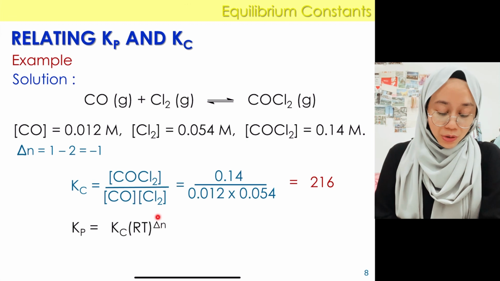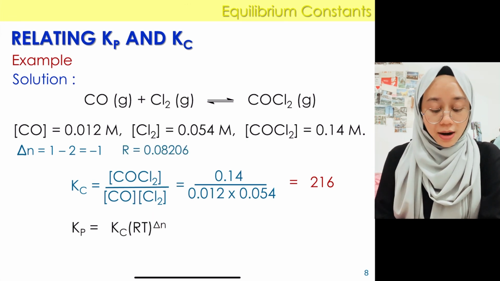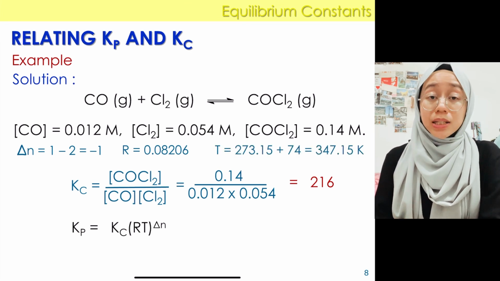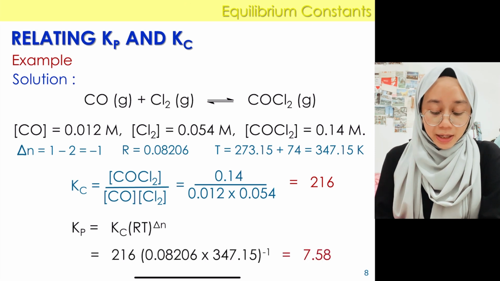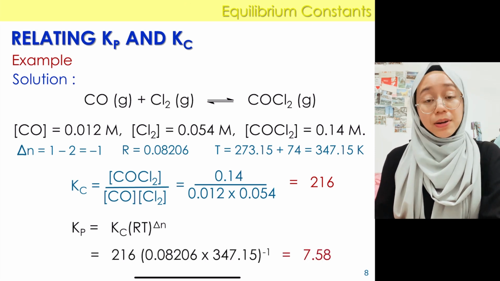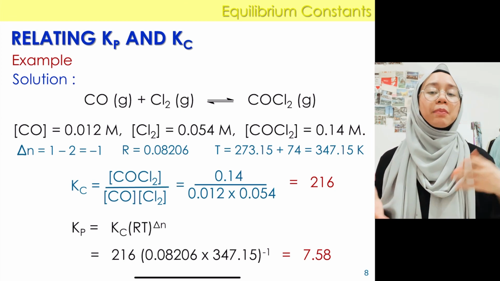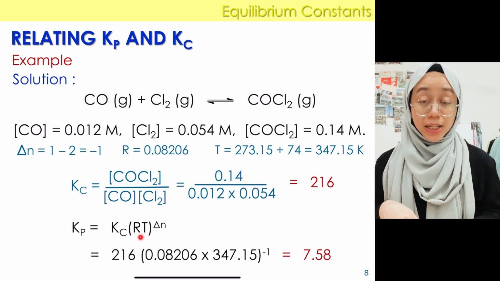So you already have your delta N now, so you just insert masuk lah semua value yang ada. R pun dah ada, temperature don't forget to change it into Kelvin, so put all of them inside and then you calculate, you got 7.58 untuk Kp. So as you can see we can find both Kc and Kp by using this particular equation here.